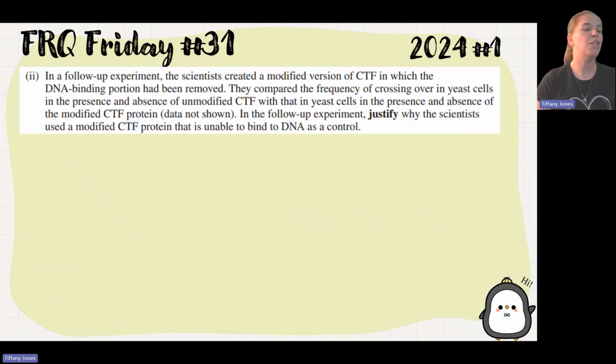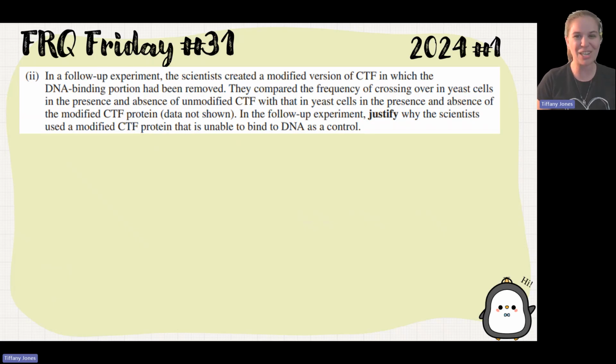So students said group 1 with no kinetochore proteins attached to the hotspot is the control group for the scientist's first experiment. So then B sub II, in the follow-up experiment, scientists created a modified version of CTF in which the DNA binding portion had been removed. They compared the frequency of crossing over in yeast cells in the presence and absence of unmodified CTF with that in yeast cells in the presence and absence of the modified CTF protein.